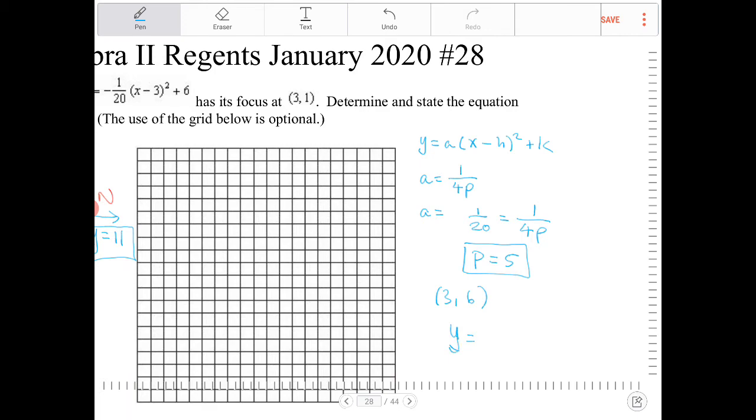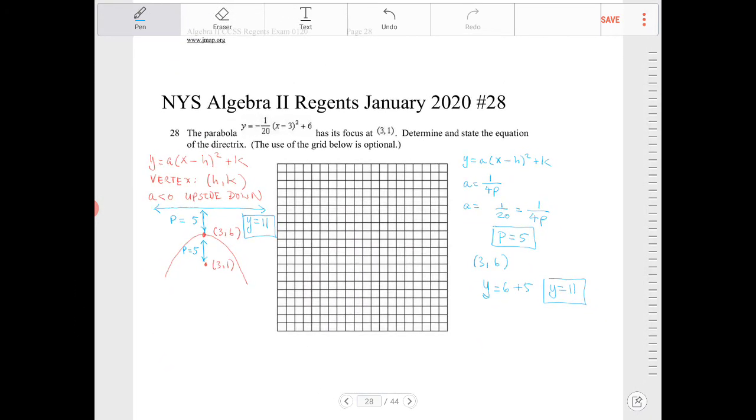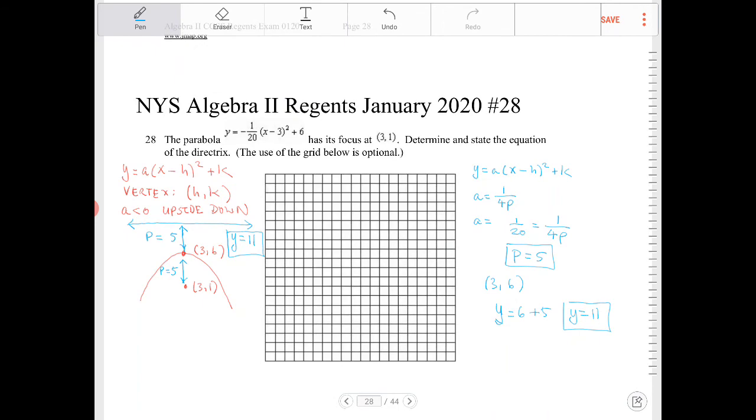We know that the directrix is going to be above the vertex because the parabola is upside down. So again, we take 6 plus 5, so we have y is equal to 11. So this is an alternative way of figuring out what the equation of the directrix is, given the information that we have.